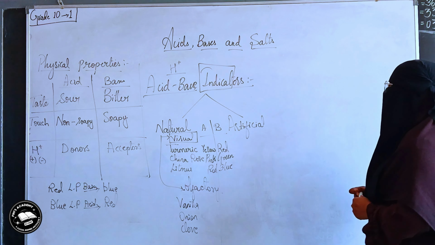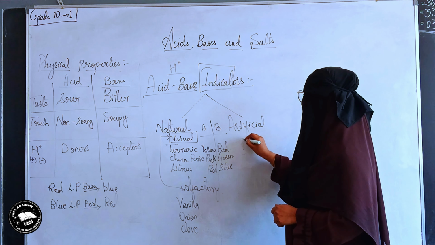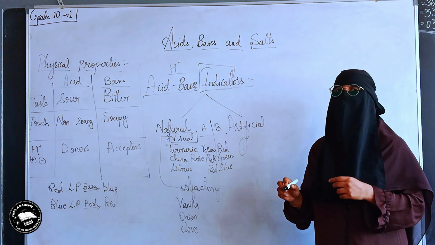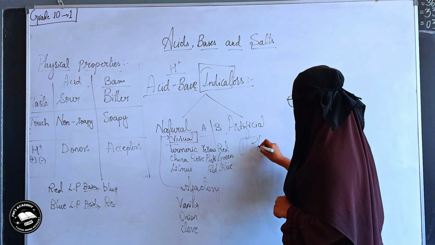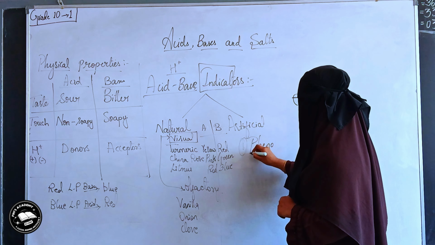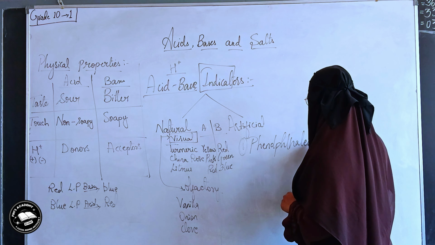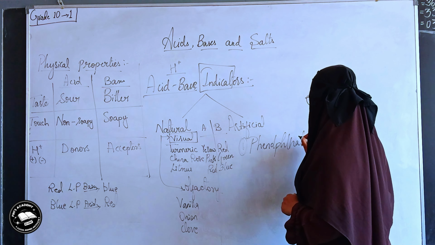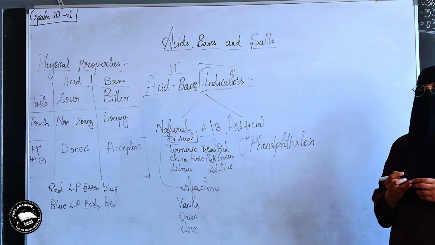Coming to the last type of indicators, which is nothing but artificial. These artificial indicators are prepared in the laboratory, and we are going to focus on only one, which is a very famous example, and that is phenolphthalein. Phenolphthalein is an artificial indicator which is used.